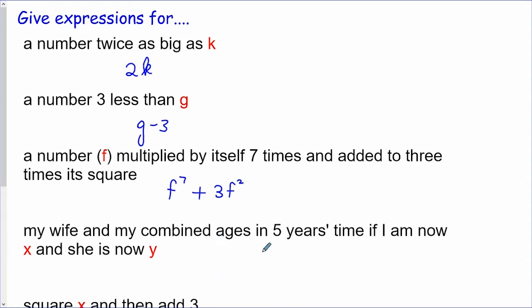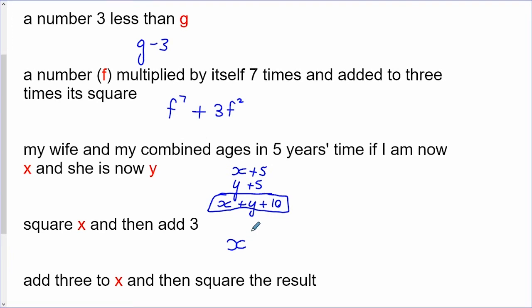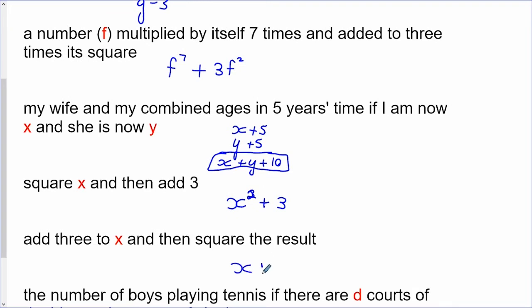My wife and my combined ages in 5 years' time, if I'm now x and she's now y, well, in 5 years' time, I'll be x plus 5, she'll be y plus 5, and altogether, that will add up to x plus y plus 10. That's an algebraic expression for our combined ages in 5 years' time. Square x and then add 3. That's x squared plus 3. Add 3 to x and then square the result.